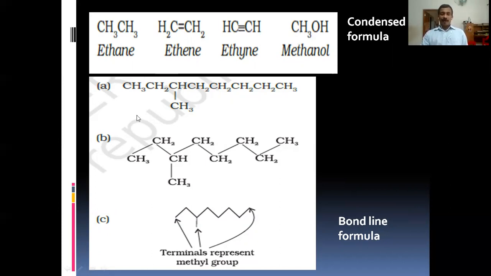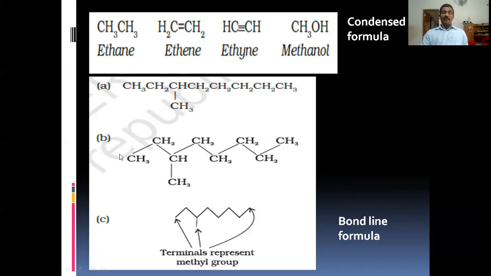Now the bond line formula. This compound, CH3CH2CH(CH3)CH2CH2CH2CH3 type chain, can be represented in this way. The numbers are the same: 1, 2, 3, 4, 5, 6, 7, 8.